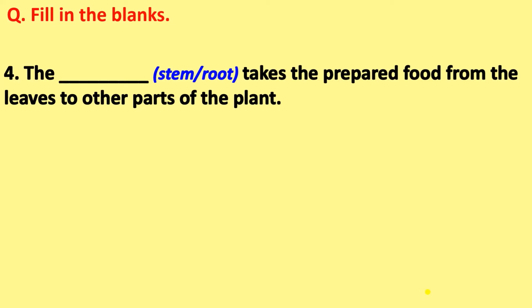Next, the dash takes the prepared food from the leaves to other parts of the plant. Look at the options, children. And as I keep telling you always in my video, please keep writing your answers in the comment section below, or else you can also take your notebook or rough book. It will give you better practice. So for this question, the answer is stem.